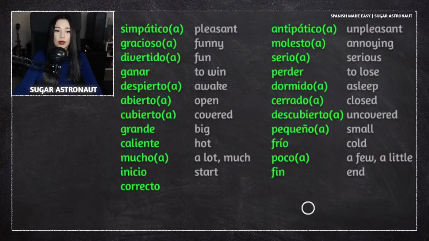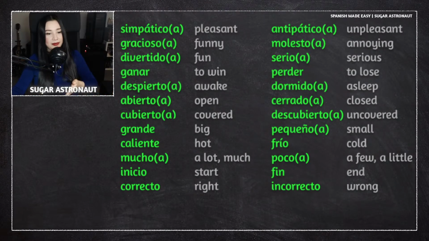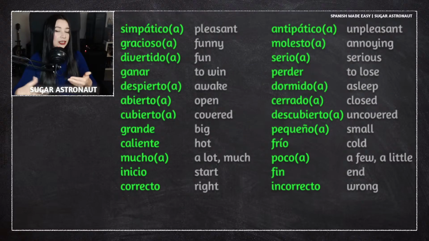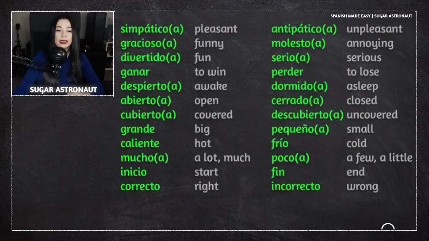Correcto. Right. Incorrecto. Wrong. Okay? Correcto, incorrecto. Right, wrong. If you're asking a question and the person gives a wrong answer, you can say incorrecto. If the person answers the question correctly, you can say correcto, right. Correcto, incorrecto.